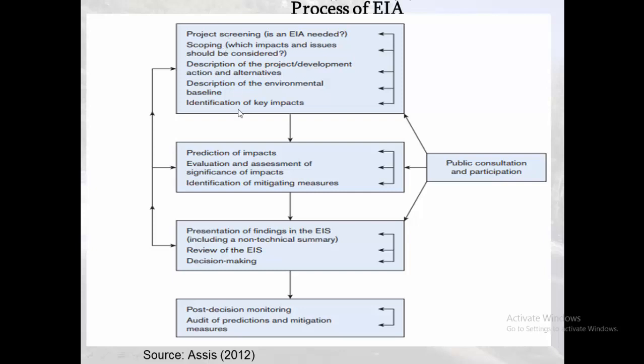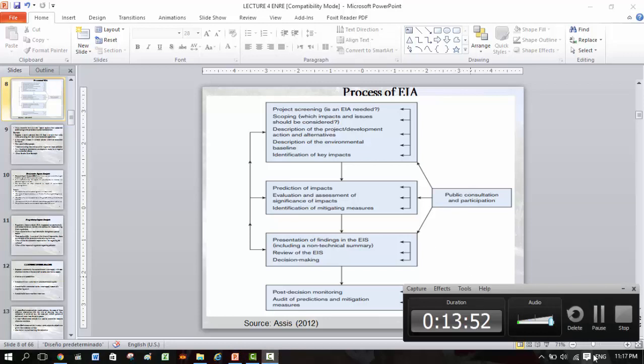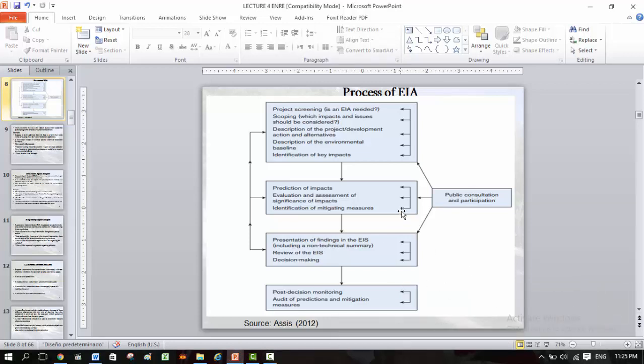This process has the few steps we see in this diagram. First of all, the project screening is done. It is ensured whether environmental impact analysis is needed or not. So in the process of the environmental impact analysis, first of all, it is ensured whether this environmental impact analysis is necessary or not, whether it should be carried out or not.